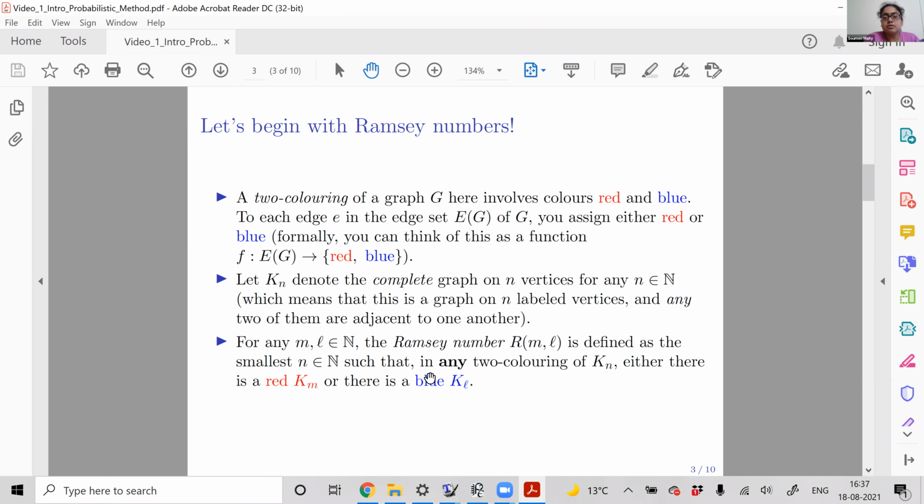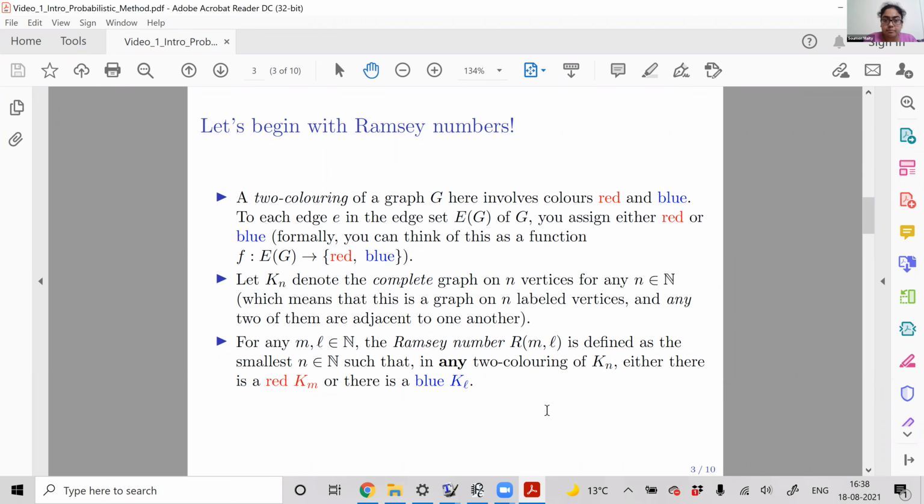This is defined as the smallest positive integer n such that if you consider K_n, no matter how you choose to color its edges using red and blue, no matter what two-coloring you assign to K_n, you will either find that you have created a red K_m, meaning a subgraph of K_n comprising m vertices such that all the edges inside that subgraph are red, or you will find that you have created a blue K_l, which means a subgraph of K_n comprising l vertices, and every edge inside that subgraph is blue.